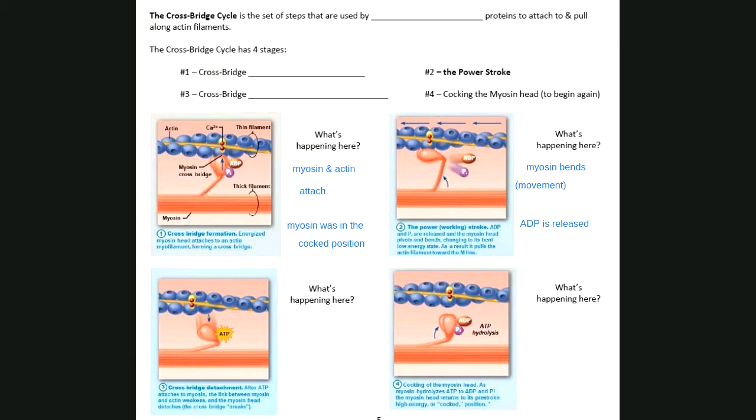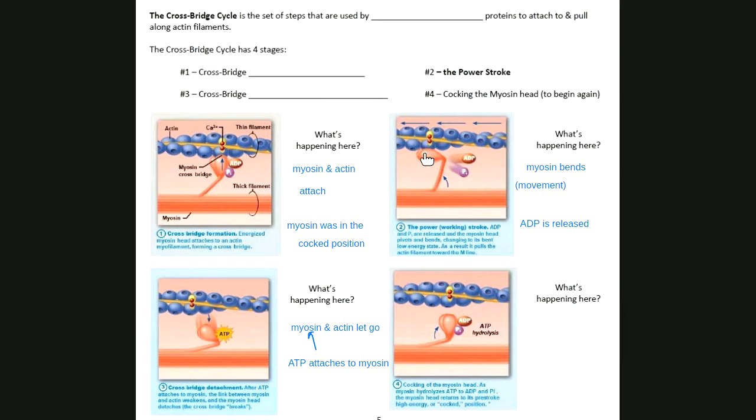So in step 3, myosin and actin let go. They split up. We're done attaching them to each other. But the other important thing in that stage is where ATP attaches to myosin. We have to have ATP attaching to myosin to make myosin and actin let go. Otherwise, myosin and actin would stay attached forever.